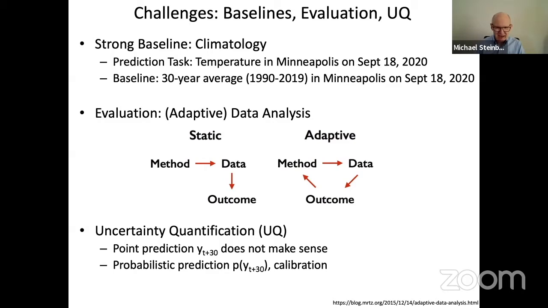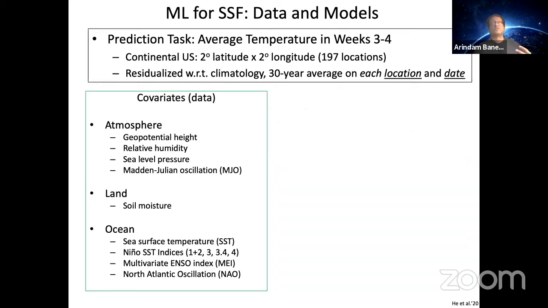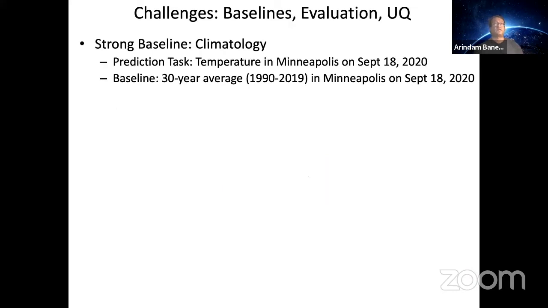On the ML for SSF data and model slide, can you explain what residualizing with respect to climatology means? Sure. Let's say we take the raw temperatures, and the example I was giving is Minneapolis temperature. Let's say we are looking at September 18th. Let's go back a couple of slides. So we take the 30-year average from 1990 to 2019 of the temperature in Minneapolis, right? And that's sort of our climate-related forecast for next month.